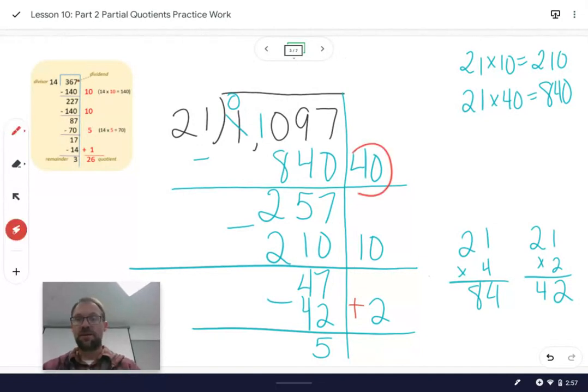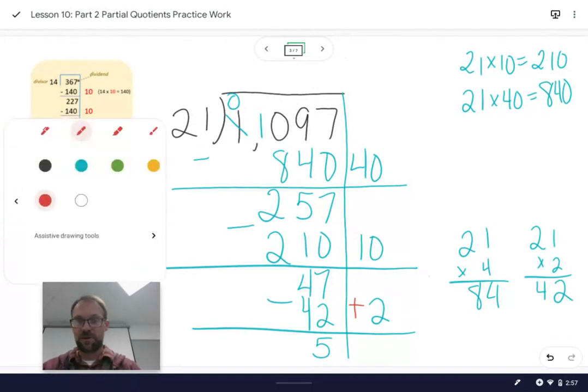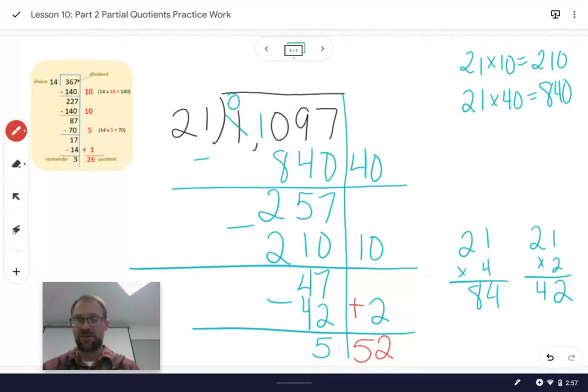So my final step, I'm going to add my partial quotients. 40 plus 10 plus 2. And that's going to give me, let's see, 40 and 10, that's 50, plus 2 is 52. So it's going to give me 52 with a remainder of 5, which I will bring up to my answer line. Yep, there we go. And I'm going to circle it for Mr. Geronis. 52, remainder 5.